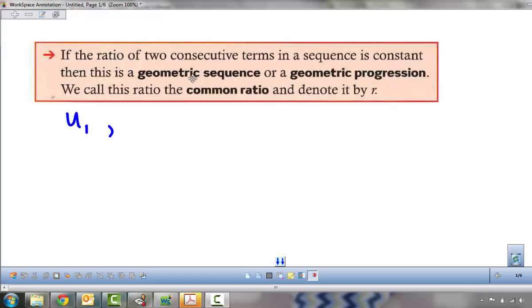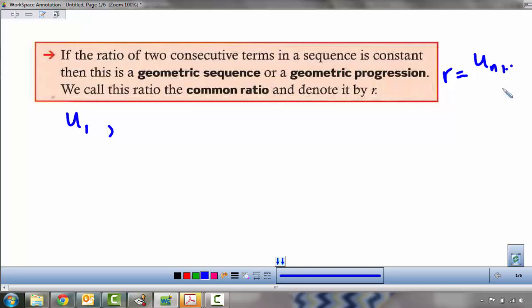And the way we find that common ratio is, we take u sub n plus 1 and we divide it by u sub n. So take any term and divide it by the term immediately preceding it, and that will give you the common ratio, and that should be the same for any pair of terms. If it's not, it's not a common ratio. It's just a ratio between terms.